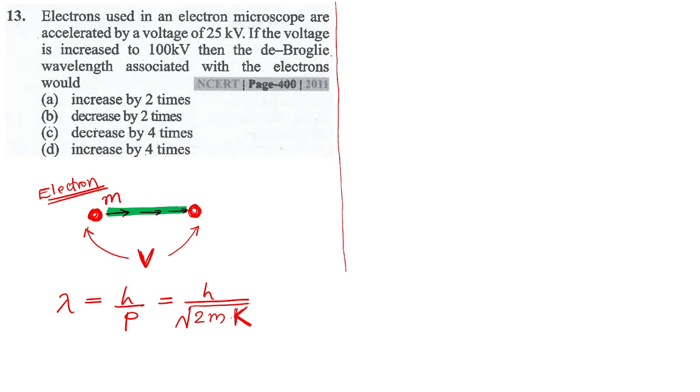You studied in the chapter electrostatics the energy of a moving charge, Q into V, where V is the potential difference. A charge Q moving under a potential difference V has energy Q into V. You have studied that. So in this case the kinetic energy will be Q into V.